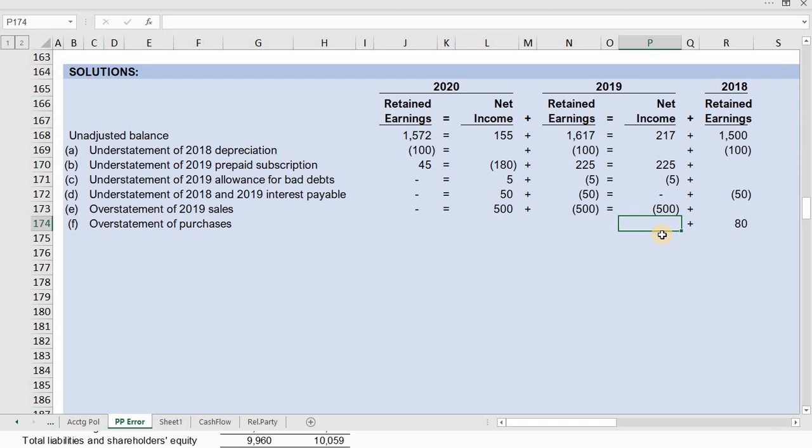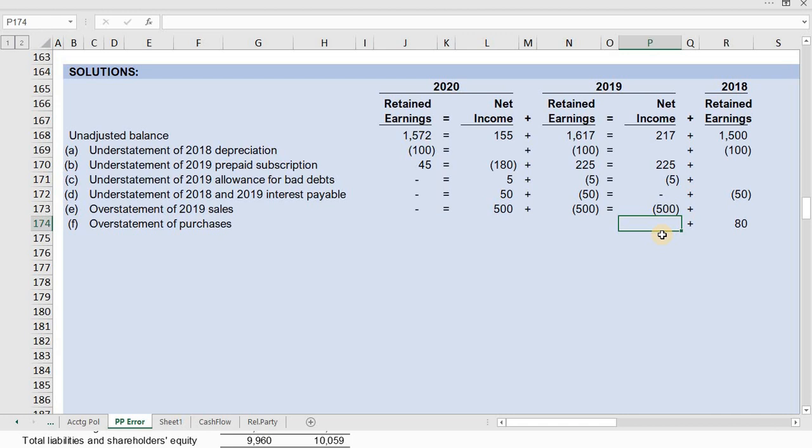So in 2019, does the 80 pesos have an effect on the 2019 net income? So the answer is yes, because the 80 pesos is a counterbalancing error. So it means that in order to counterbalance, it must affect 2 or more years of net income. So the first net income that was affected is 2018, and 2019 is still affected because the purchases should be recorded in 2019 because the terms of the purchase is FOB destination.